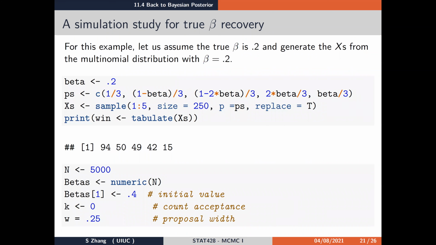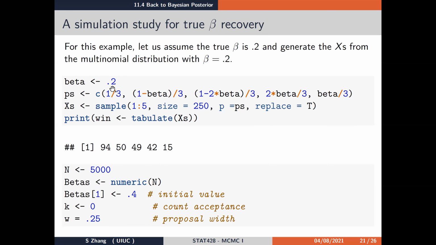Okay, so instead of using some observed data from some data set, let us do a mini simulation study. Let's assume that we know the true beta, which is equal to 0.2, and we will generate the x's from the multinomial distribution with that probability vector, where the true parameter beta is given by 0.2. So here's the code for that.